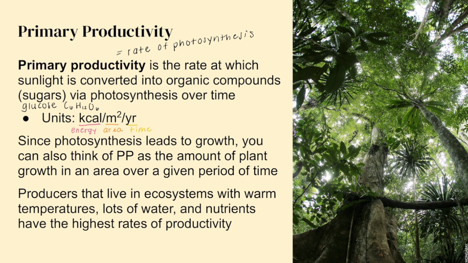Since photosynthesis leads to growth, you can also think of primary productivity as the amount of plant growth in an area over a given period of time. So photosynthesis is used to make these sugar molecules. Sugar molecules form a lot of the structural components of plants. So as these molecules are formed, plants are also able to grow. And then producers that live in ecosystems with warm temperatures, lots of water, and nutrients have the highest rates of productivity. And in general, ecosystems that have high primary productivity are usually more diverse. They can support basically more species when you have more plant growth and more energy available in the ecosystem.